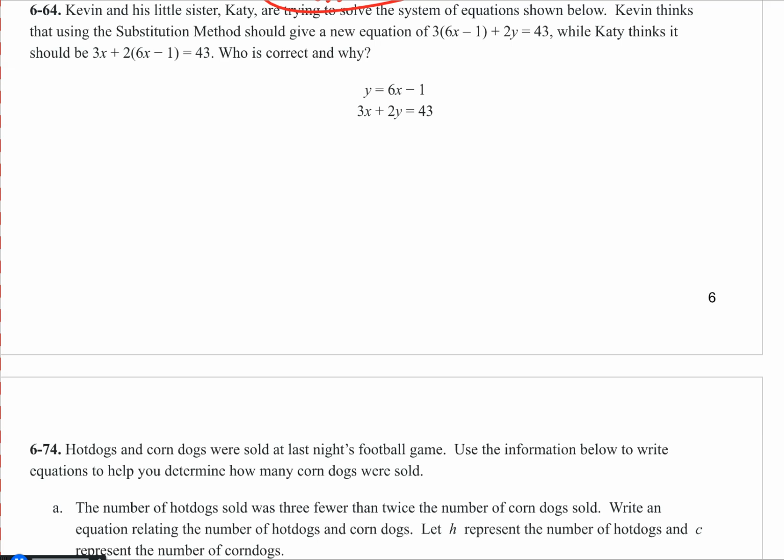6-64. Kevin and Katie are trying to solve this system. Kevin thinks using the substitution method is best. Here's his new equation, and then Katie's is different. So let's check. We have one of the equations solved for y equals, one of them not. That's how we know to use substitution. The top equation is in y equals form, the bottom one is not.